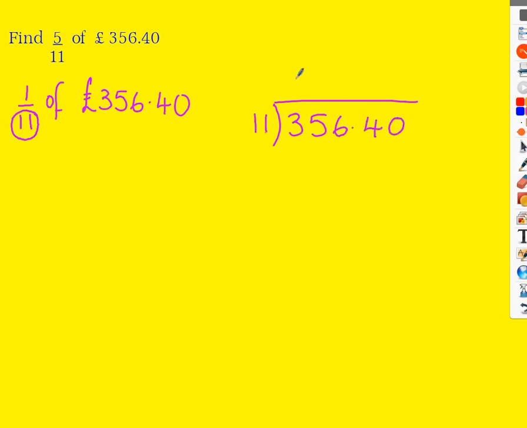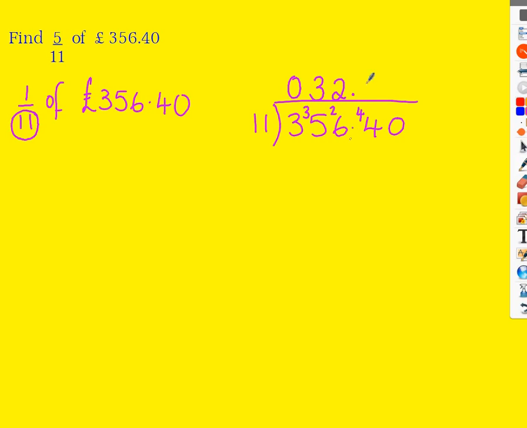Okay, how many 11s in 3? There aren't any, so we carry over the 3. How many 11s are there in 35? Well, 3 11s are 33, so the remainder then from 33 to 35 is 2. How many 11s in 26? 2 11s are 22, the remainder from 22 to 26 then is 4. Don't forget the decimal point in your answer, in line with the decimal point in the question.